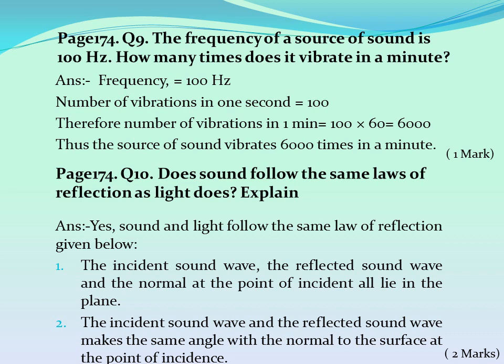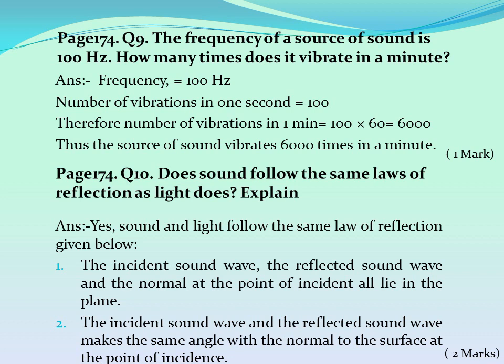Page number 174, question number 9. The frequency of a source of sound is 100 Hz. How many times does it vibrate in a minute? Answer: frequency equals 100 Hz. Number of vibrations in 1 second equals 100. Therefore, number of vibrations in 1 minute equals 100 into 60 equals 6000. Thus, the source of sound vibrates 6000 times in a minute.